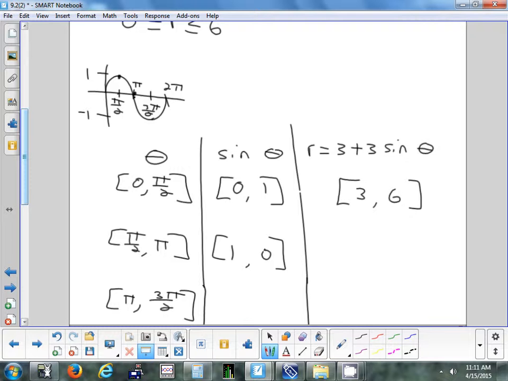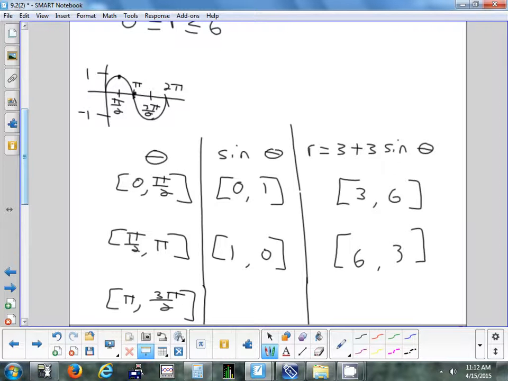Now we'll use that fact to figure out what's happening to my radius. Kelsey, when sine is 1, and I fill that in, what do I get for a radius? 6. How about when sine is 0, and I fill that in? What do I get for a radius? 3. So what's happening over the interval from pi over 2 to pi? My radius is shrinking again. It's starting at 6, it's shrinking back to 3.